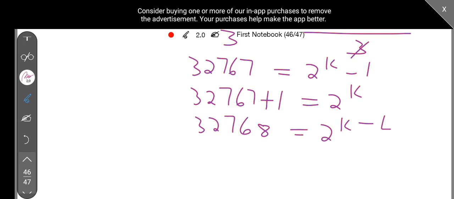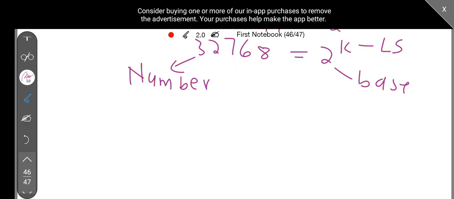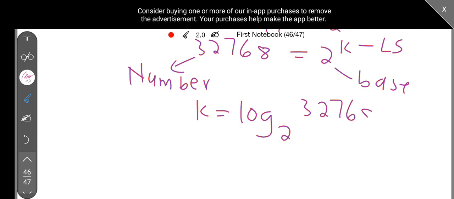Remember, this one will be the left side, this one will be the base, and this one will be the number. Okay, this one will be the number. So we're going to use logs because the exponent which we are looking for is given on the exponents. So we're going to say that the left side is k. We're going to say that k is equal to the logarithm base 2. The number is 32768.